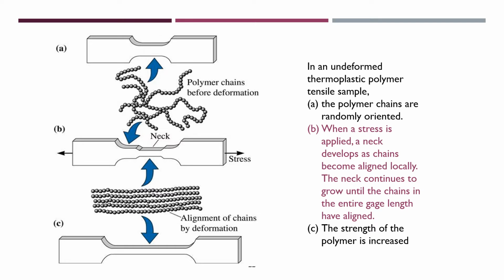This is the polymer chain before it undergoes plastic deformation, and then when you pull it in the opposite direction, it will cause necking. What happens is the tangled polymer chain will become a line. It will become a straight line due to the deformation. Thus, this makes the strength of the polymer increase.